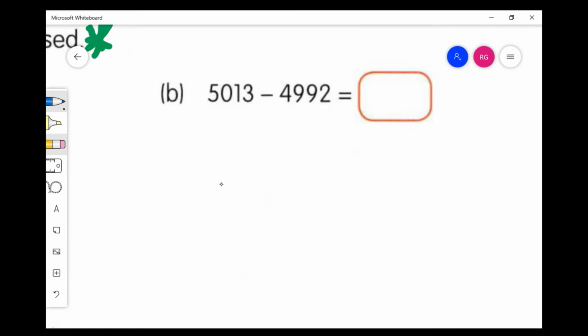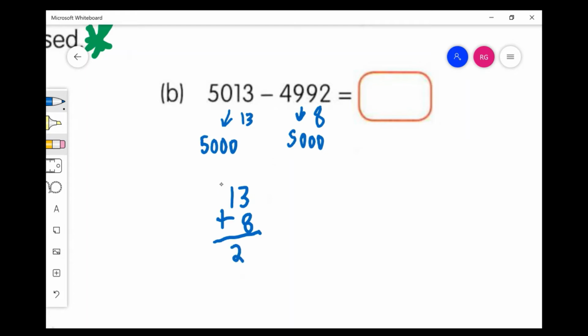Okay, and for part B here, we could use a different method for this one. Since they're both close to 5,000, what I do here is I think how many to get back to 5,000. So to get back to 5,000, I know that's 13. Then I count how many from this to 5,000, which is 8. That's the way I do it in my head. So I have 13 plus 8, and that's going to be the difference there. If you have a different method, by all means, just write how you do it in your head. So that answer is going to be 21.